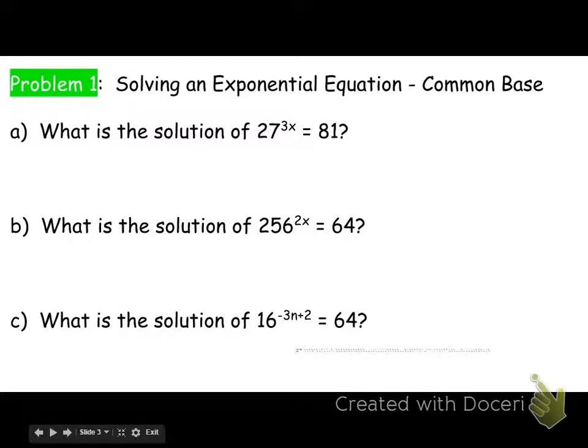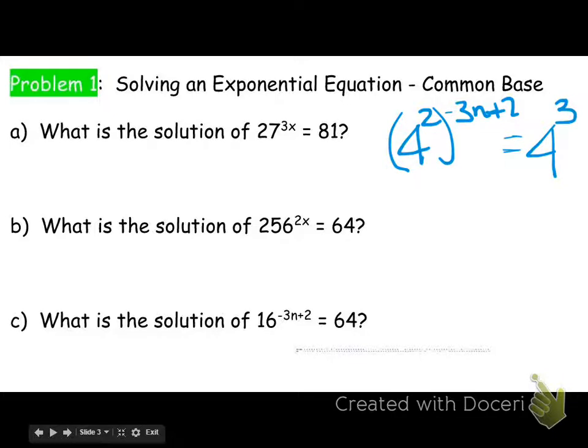All right, final example. 16 to the negative 3m plus 2 equals 64. Obviously, knowing our powers of 16, we can't write 64 as a power of 16. So, guys, how do we rewrite 16? 4 squared. So I'm going to replace 16 with 4 squared, which means we have to write 64 as a power of 4. 4 cubed.